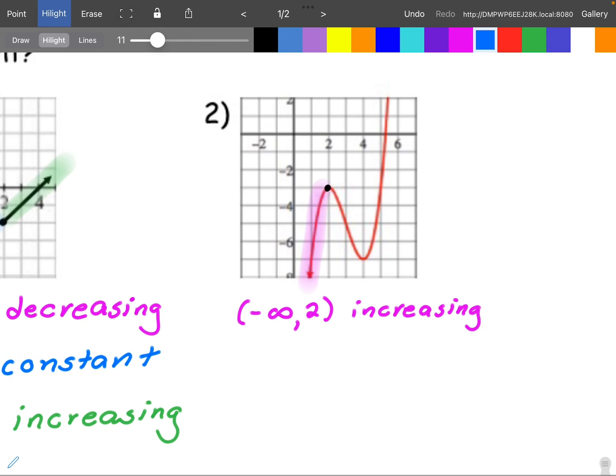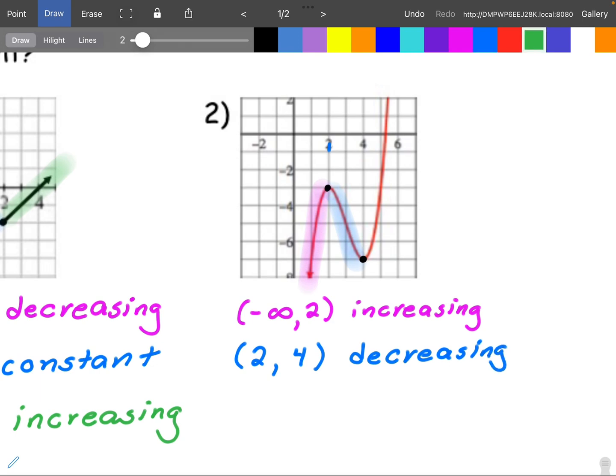Then at that point it changes to decreasing, and it decreases until here. So at this point it changes from decreasing and it starts going back up. So we have from 2 to 4, the graph is decreasing. So when x is 2, it begins decreasing, and when x is 4, it stops decreasing. So that entire section of the graph is decreasing.